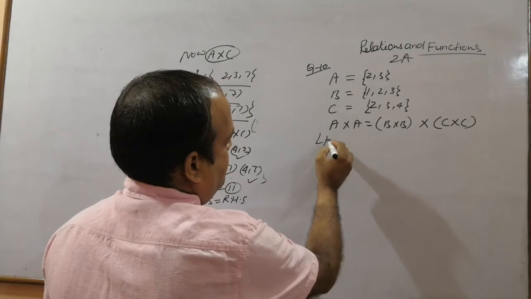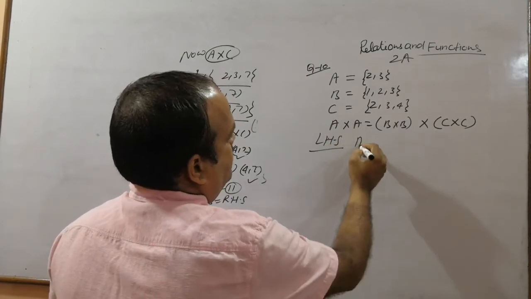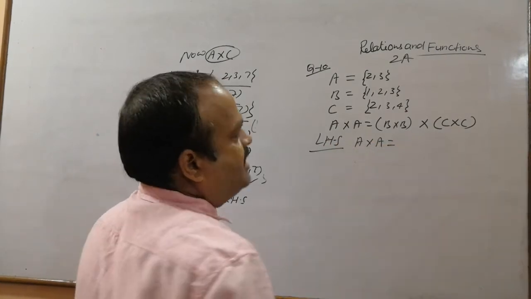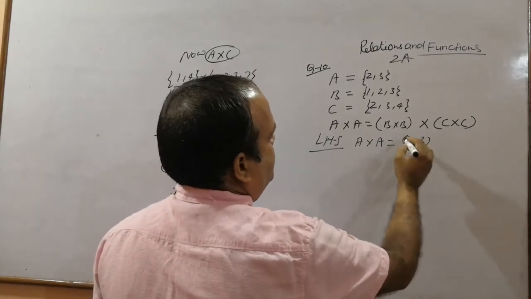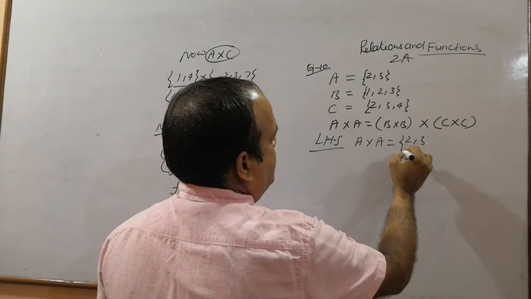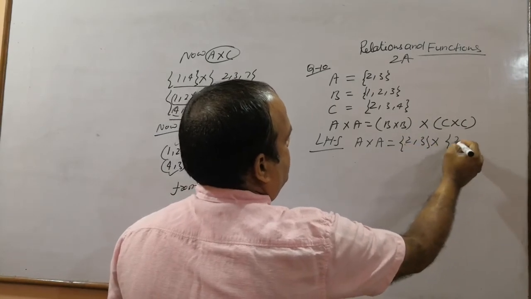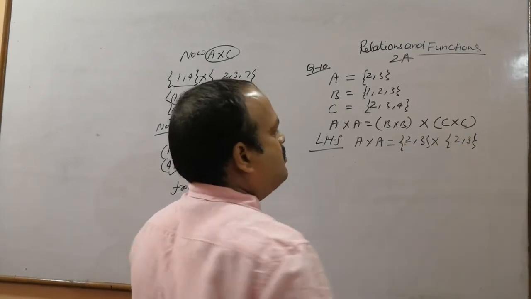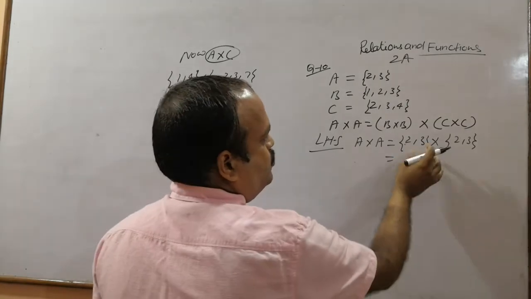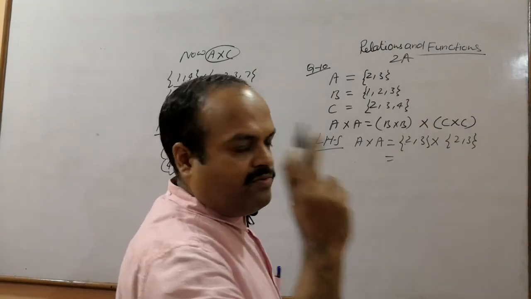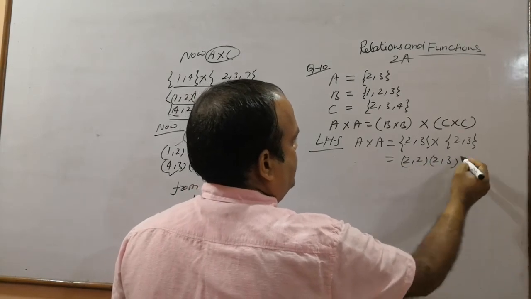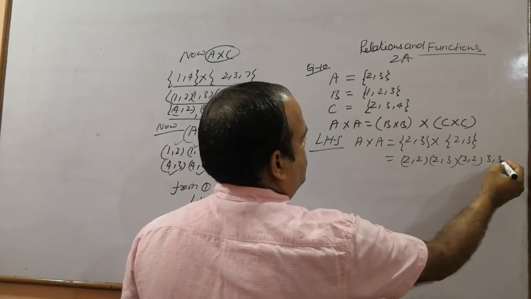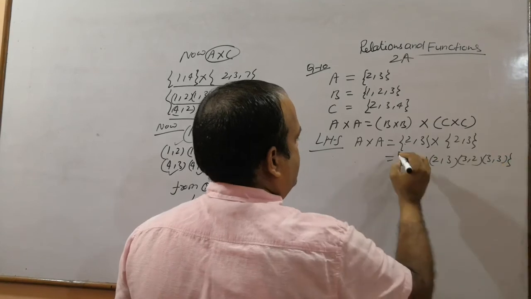LHS: A cross A, which is {2, 3} cross {2, 3}. 2 elements and 2 elements, so we will get 4 elements: (2, 2), (2, 3), (3, 2), (3, 3).